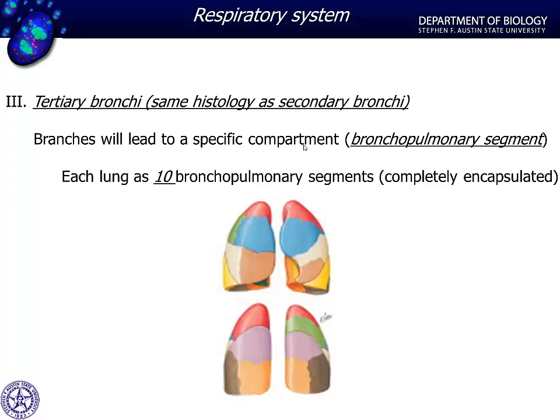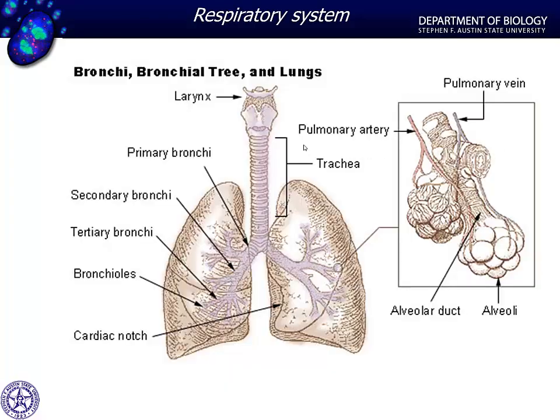So as you look at the different colorations on the lobes of the lungs themselves, these are going to be completely isolated compartments. So if one bronchopulmonary segment is damaged, it's not going to deflate the entirety of the lung itself. It's not going to damage any of the other areas. So these secondary bronchi, tertiary bronchi, 10 go to the left and 10 go to the right.